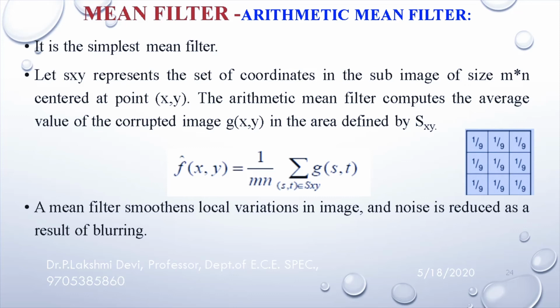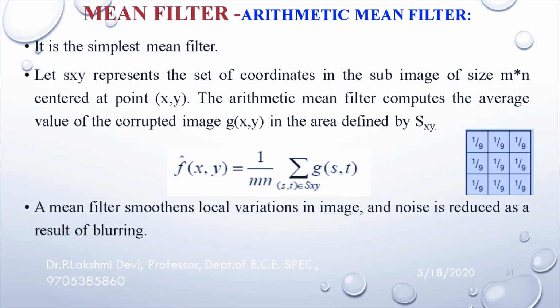In general, capital M by N represents the original image rows and columns. This is the small size you choose for a mask or a sub-image, denoted by small m by n, centered at point xy. The arithmetic mean filter computes the average value of the corrupted image g of xy in the area defined by Sxy. Now, let us see how the arithmetic mean filter computes this.